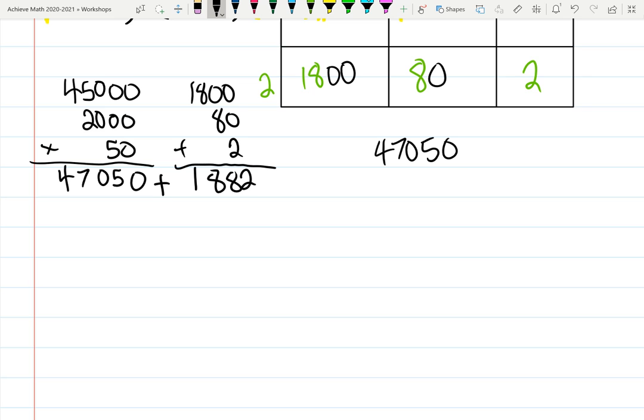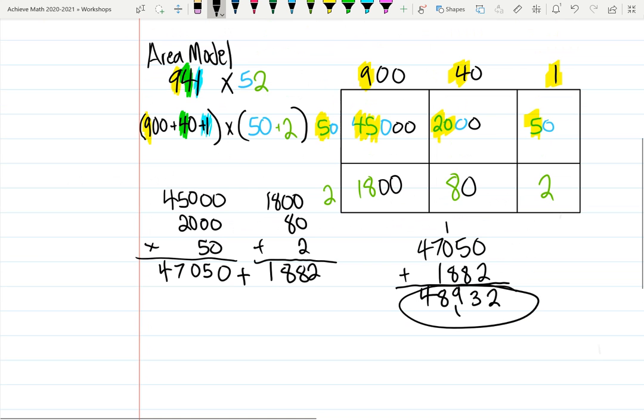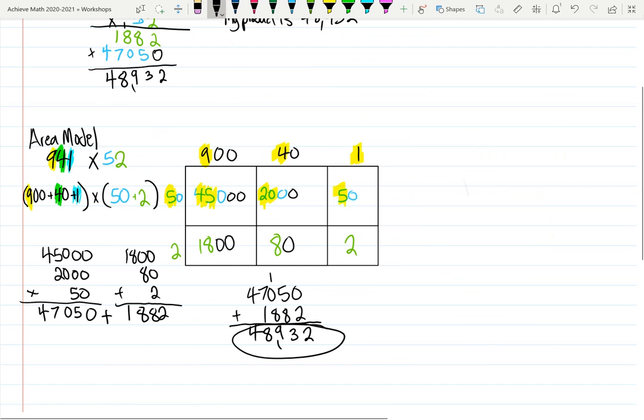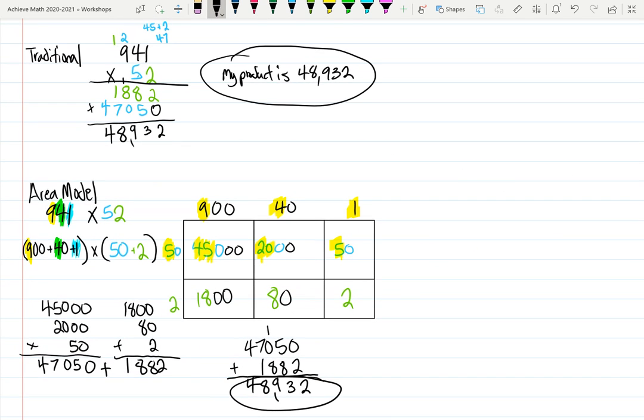I write it vertically. I go right to left as I write it. Set myself up for success. 0 plus 2. 5 plus 8 is 13. 0 plus 8 is 9. 8, 4. Add my comma for grammar. Voila. My answer, or my product, is 48,932. And notice, either way gets the right answer.